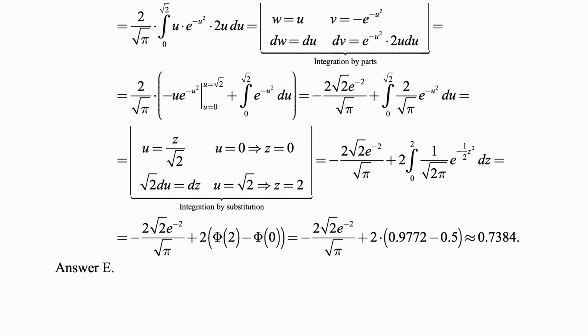So we look up the values of phi of 2 and phi of 0. Well, phi of 0 is 0.5. We don't need to look up anything, but phi of 2 is 0.9772 from the table on the test. So we plug that in, and we do the calculation of everything, and we get approximately 0.7384, which is answer E.